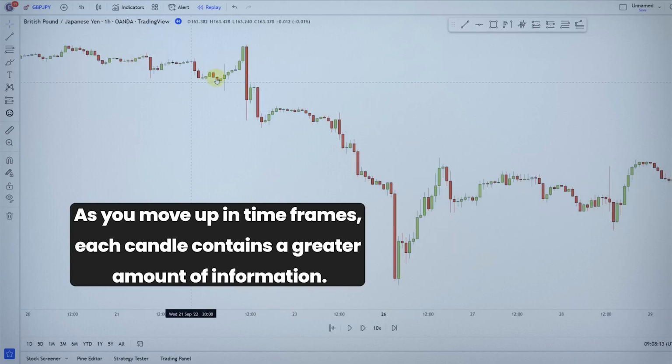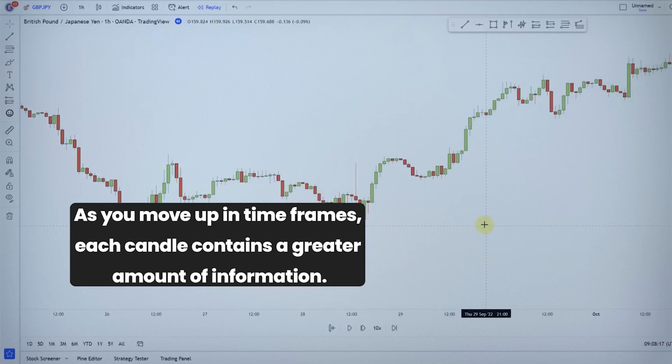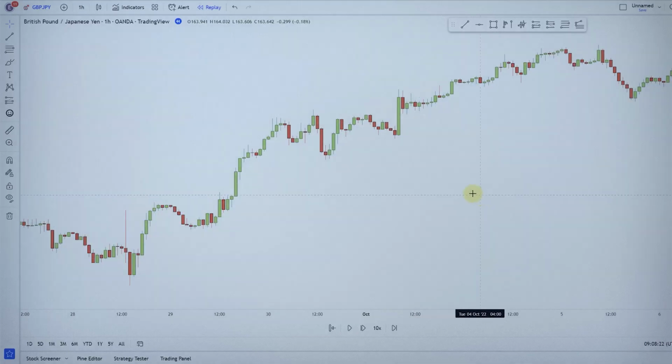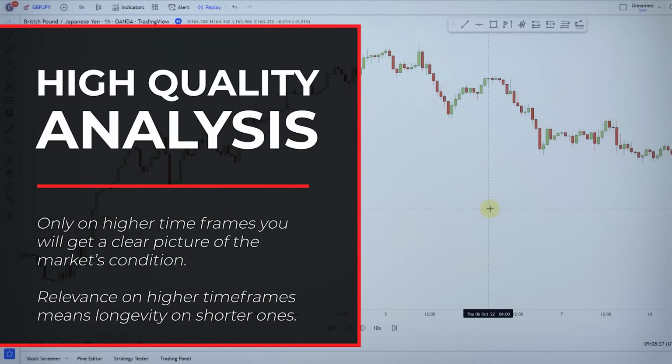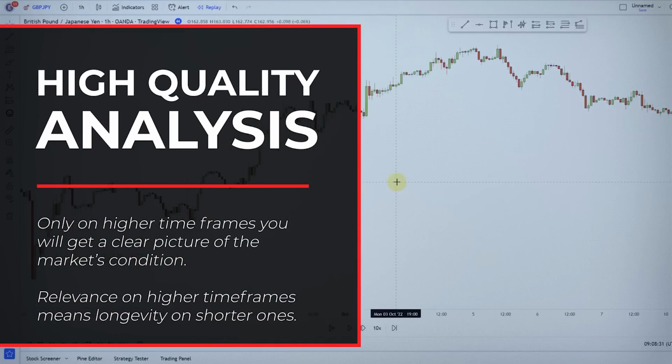You should set a higher timeframe as a filter for the price movement, because let's face it, on a lower timeframe, you can't get all the information about the market. Only on the higher time frame you'll get a clear picture of the market's condition. Relevance on higher time frames means longevity on the shorter ones.